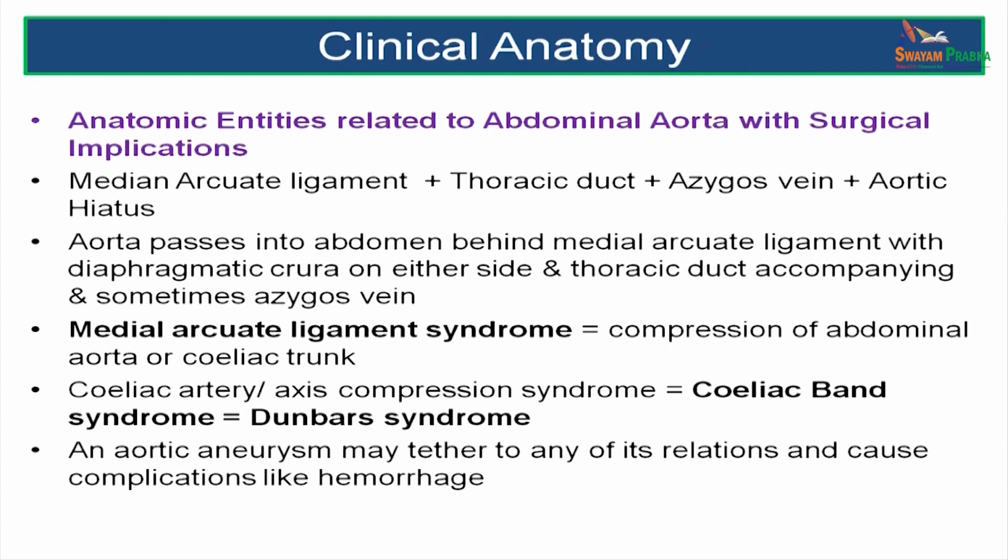Why is the abdominal aorta important? Because it is related to a lot of surgical entities. It is related to the thoracic duct, azygous vein, it passes through the aortic hiatus, it can undergo a syndrome called the median arcuate ligament syndrome, where there is compression of this abdominal aorta or the celiac trunk by the opening in the diaphragm. There is a syndrome called Dunbar's syndrome which is associated with this. There can be an aortic aneurysm which could rupture, causing a fatal hemorrhage, and the patient's life is at risk.